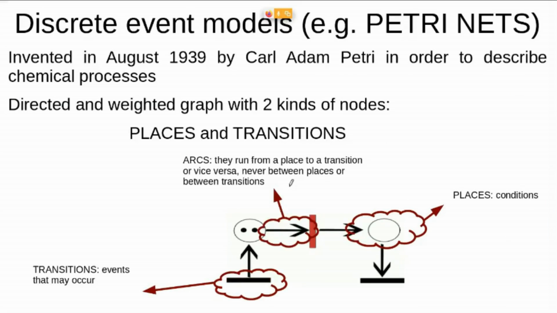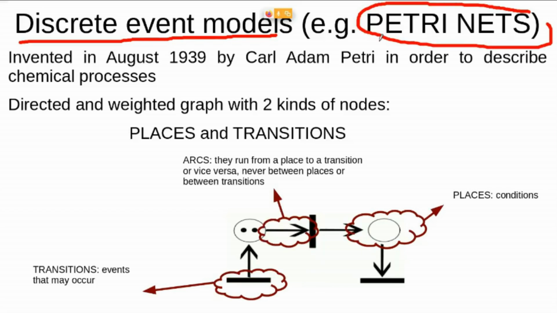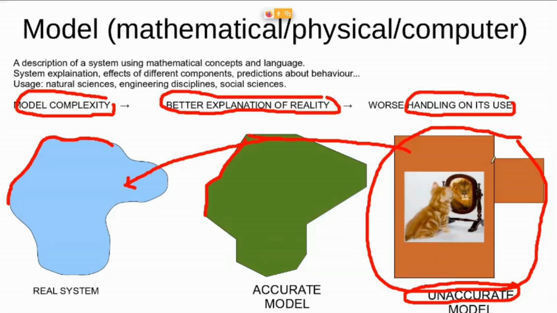Which kind of models are we going to use? Obviously, the discrete event models, and the most celebrated example is Petri nets. This kind of modeling was invented in August 1939 by Carl Adam Petri. He was a chemical engineer, okay? So the models were invented in order to describe chemical processes in such an easy form. As I told you before, I prefer easy, inaccurate models, in order to have better handling of their use.